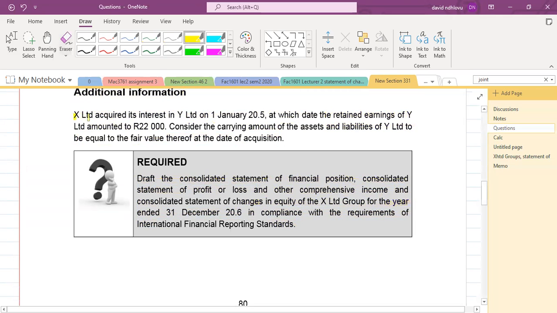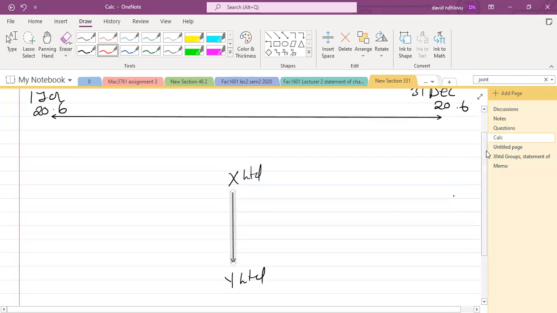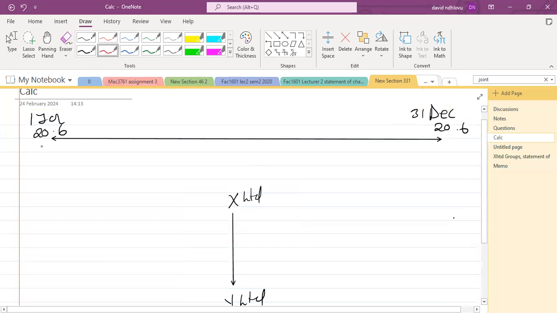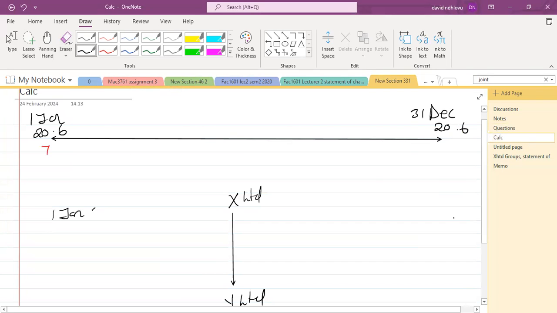So X Limited acquired its interest in Y Limited on 1 January of the year 2025. So you compare this date, 1 January of the year 2025, to the beginning of the year. You can clearly see that the acquisition, being on 1 January of the year 2025, was before the beginning of the current year. So there are implications for that.